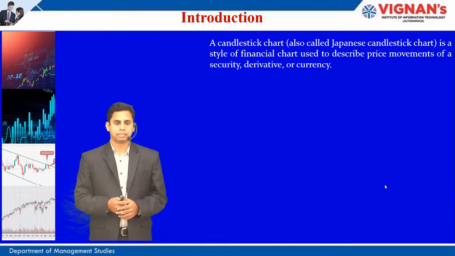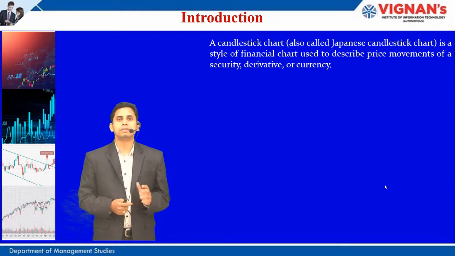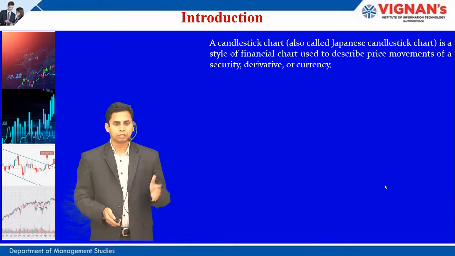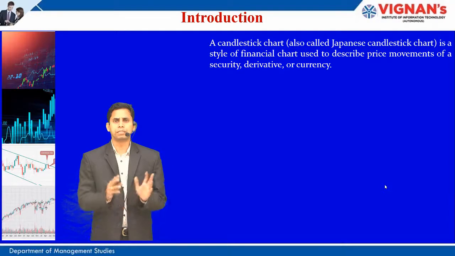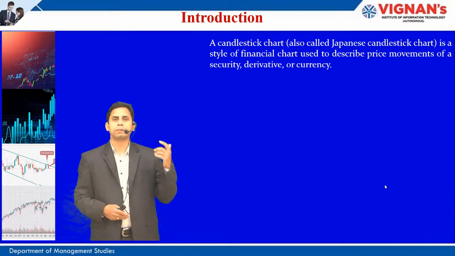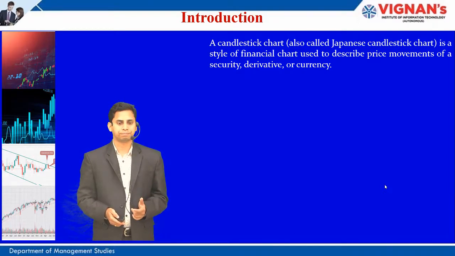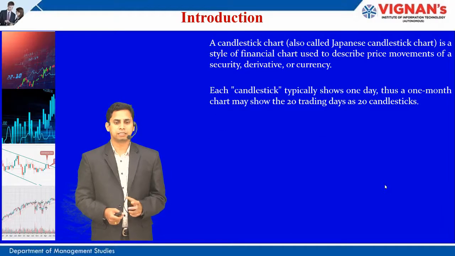So what is a candlestick chart? It is also known as a Japanese candlestick chart. The Japanese candlestick chart is a style of financial chart, a kind of chart used to represent the stock price movement of a security, derivative, or even currency, as an underlying asset. So basically it is a chart representing the price of a security or a derivative or any other underlying currency.